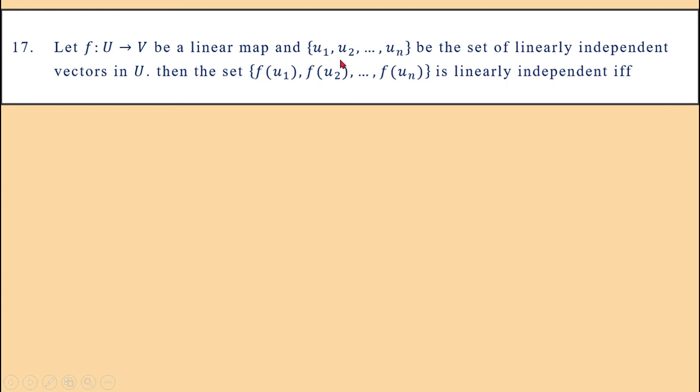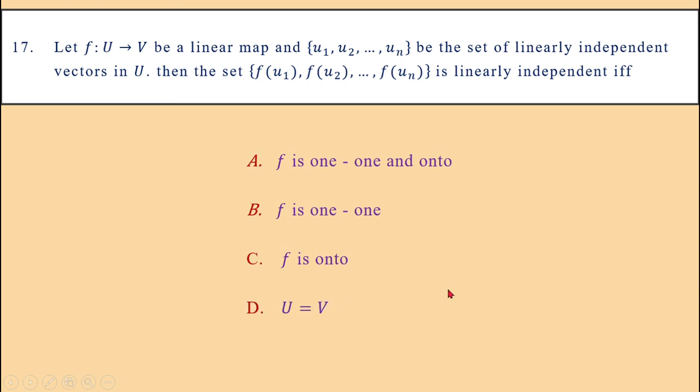17th question. Let f from U to V be a linear map and u1 vector, u2 vector, un vector be a set of linearly independent vectors in U. Then the set of images of vectors in this linearly independent set, that is f of u1 vector, f of u2 vector, f of un vector, is linearly independent if and only if... The first option is f is 1-1 and onto, second option is f is 1-1, third option is f is onto, and fourth option is U is equal to V.